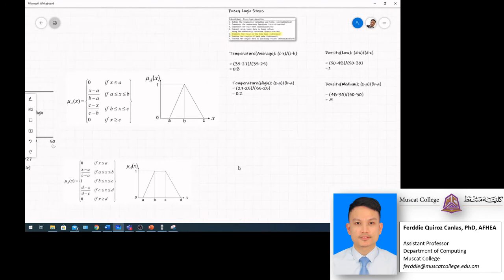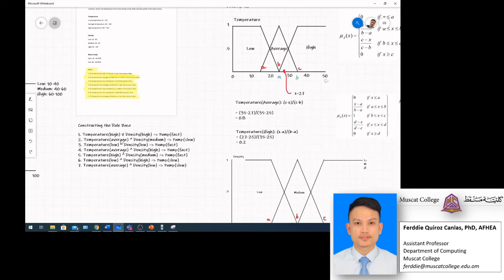Okay, let me get the rule base. Let me borrow the rule base. This.